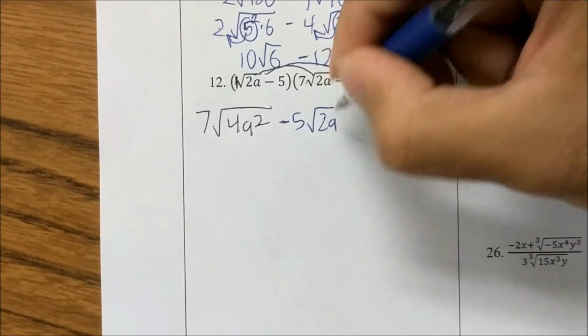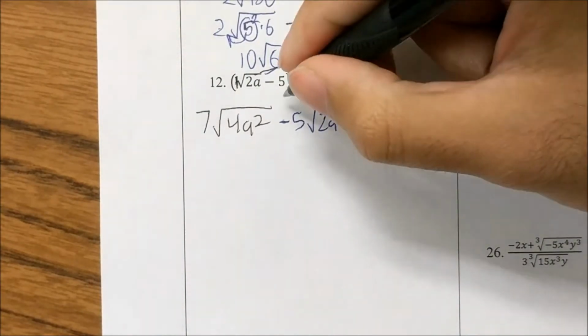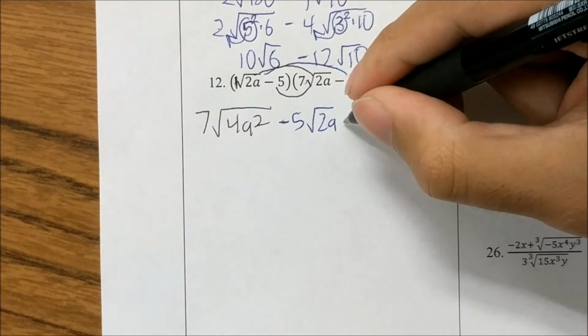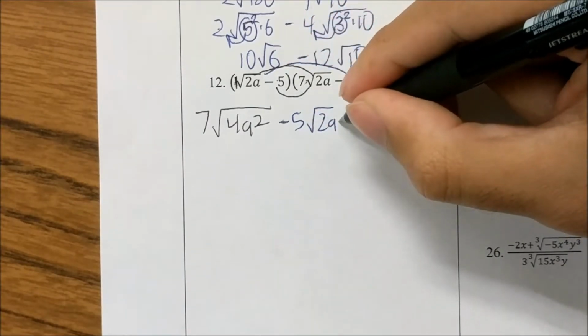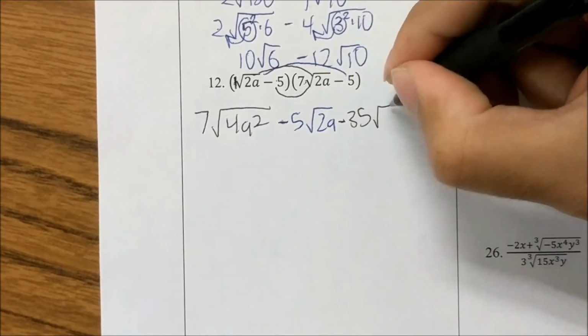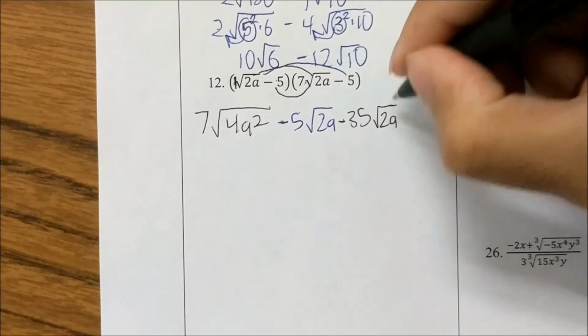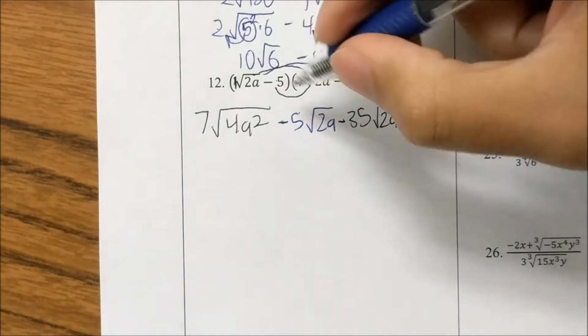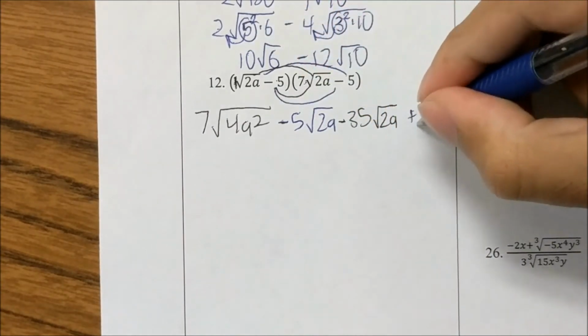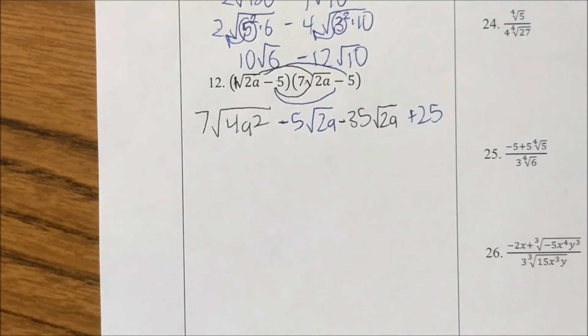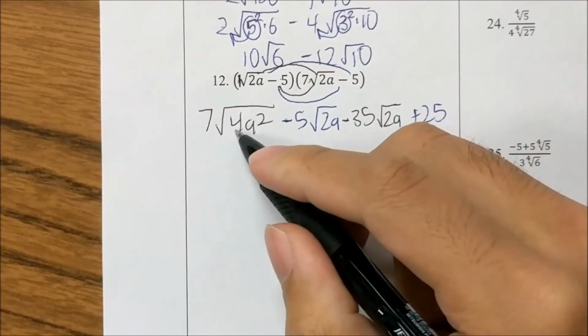Then I attach the radical. Next, -5 times 7 radical 2a. -5 times 7 is -35. And then I attach the radical again. And then -5 times -5 is +25.